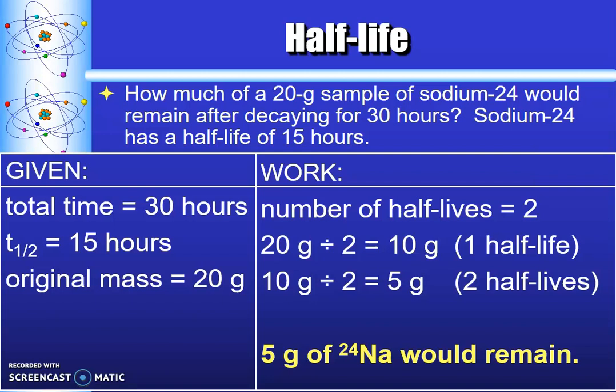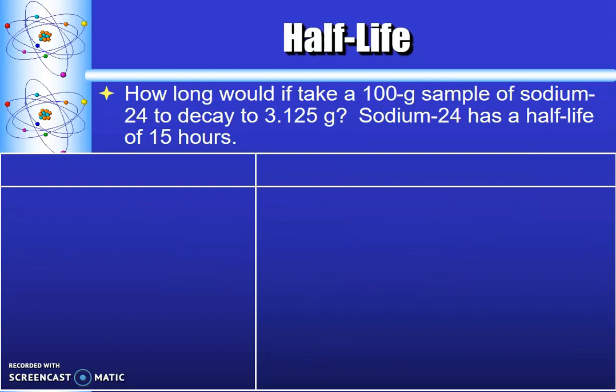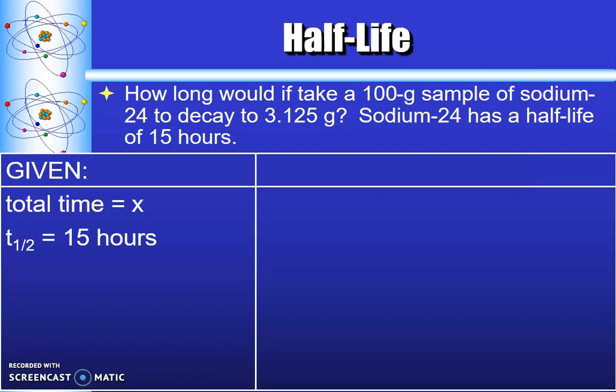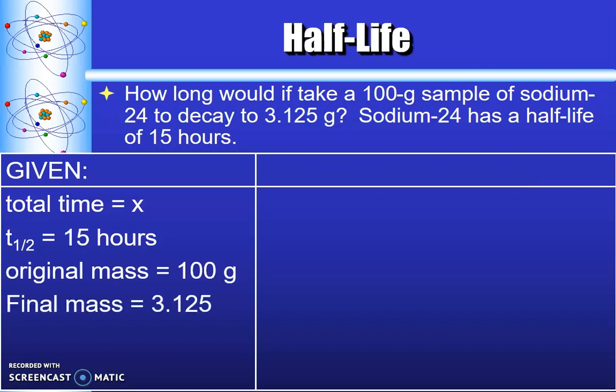This way I think is easier when we need to solve the problem not for the final mass, but for time. So let's look at an example of that one. How long would it take a 100-gram sample of sodium-24 to decay to 3.125 grams if sodium-24 has a half-life of 15 hours? So what do I know? My total time is what I don't know. That's my x. That's what I'm solving for, how long would it take. I know that 1 half-life is equal to 15 hours. I know that I started with 100 grams, and I know that I ended with 3.125 grams.